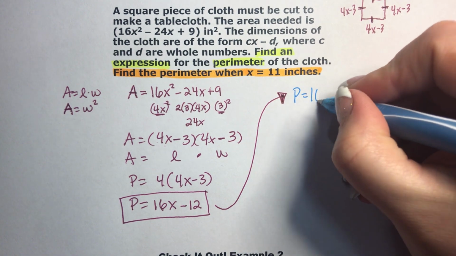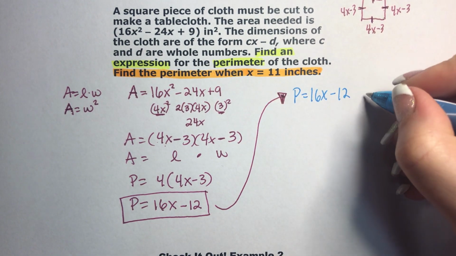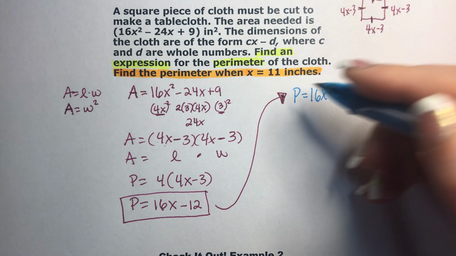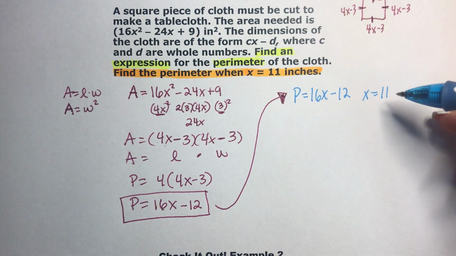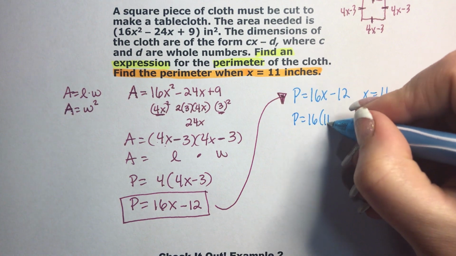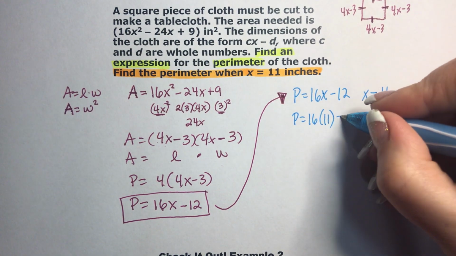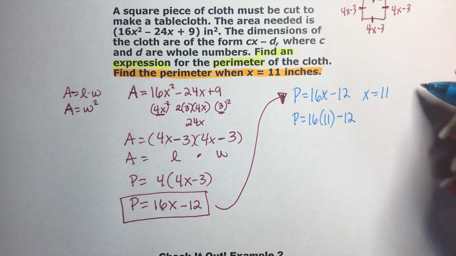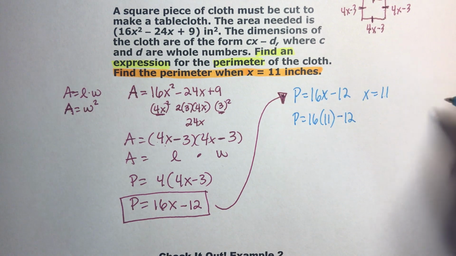Perimeter equals 16x minus 12, and then I'm going to figure out what is the perimeter when x equals 11. So we're going to substitute 11 in there. Perimeter equals 16 times 11, substituting it in for x. And then I just need to figure out, well, what is 16 times 11?